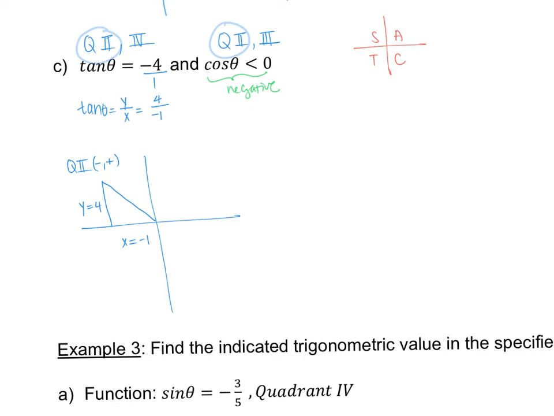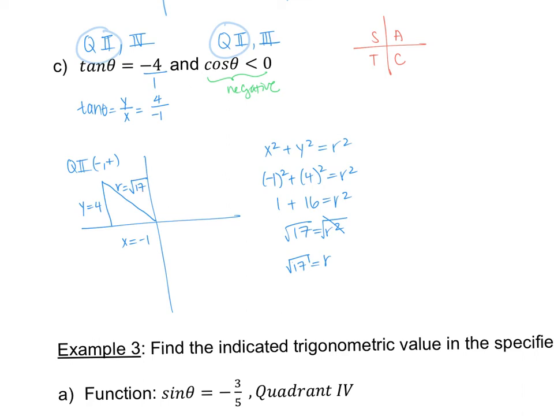Now from there, I can figure out my radius. To figure out the radius, use the Pythagorean theorem. So I have x, which is, oh sorry, my x here is negative 1, and I have my y, which is 4. If I work this out, this would be 1 plus 16, which ends up being 17. And 17 is not a nice square root because 17 is a prime number. So we'll just have the root of 17. So it looks like my radius is root 17.